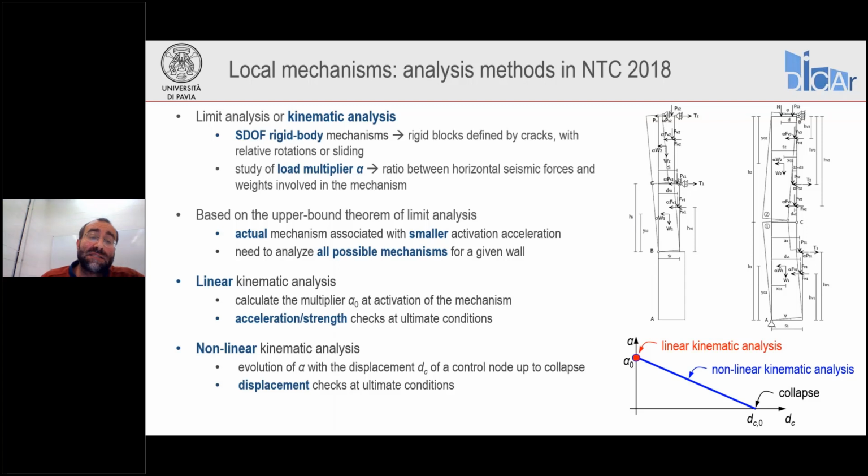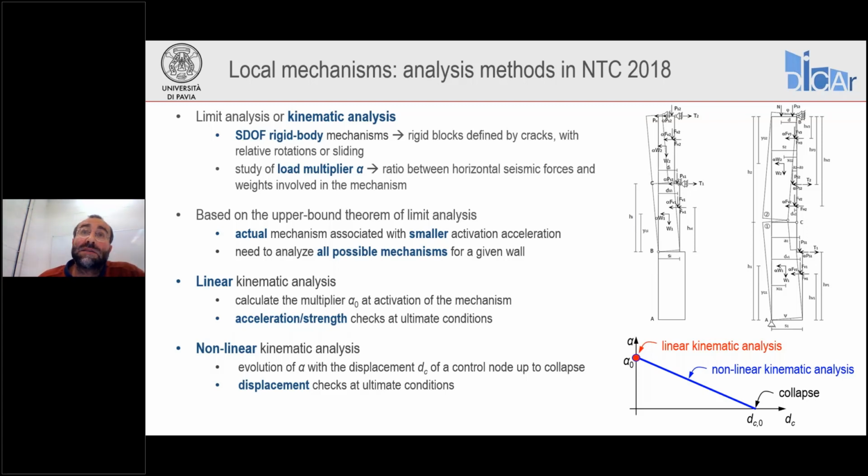Now, kinematic analysis can be of two types, linear or nonlinear. Linear kinematic analysis is the simplest one. It requires only the determination of the multiplier alpha naught that corresponds to the activation of the mechanism, the onset of the mechanism. If you look at the figure, the bottom right of the slide, it's the red dot that says linear kinematic analysis. We find that point, the alpha value that corresponds to onset of the mechanism, nothing more.